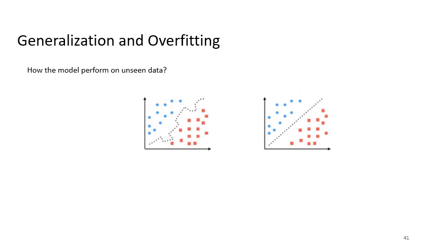In this example, we trained two machine learning models with two nonlinear separators, a simpler one on the right and a more complex one on the left. During the training, the complex model captures intricate details and patterns in the data, while the simpler model forms a less intricate decision boundary. But how do the models perform on unseen data?